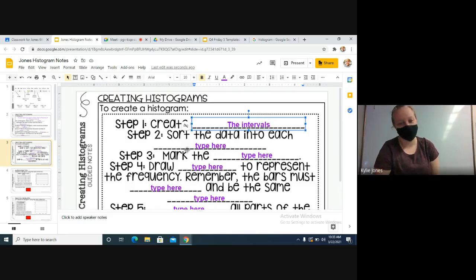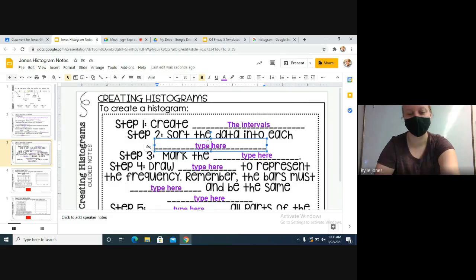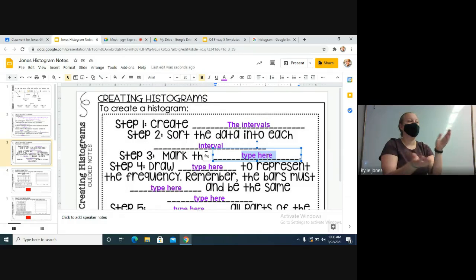Step number 2, sort the data into each of the intervals. So sort the data into each interval. I'll put the correct number in the correct place. Step number 3 is mark the axes, which means just label what goes where. So we were talking about basketball players and the number of shots, right? So basketball players would be on the bottom of your chart, and then the number of shots is on the side of your chart. So you're just going to label what goes where. So mark the axes is AXES. So basically mark the sides of your chart so that you know what represents what.